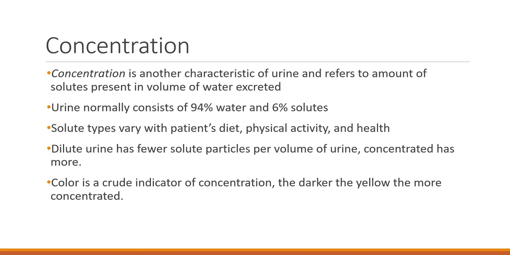The color of urine is a crude indicator of its concentration. The darker the yellow, the more concentrated the urine is. When you get up in the morning and you first use the restroom, you'll notice that your urine is very dark. That's because normally we don't get up in the middle of the night to urinate, and so it becomes more and more concentrated over time.